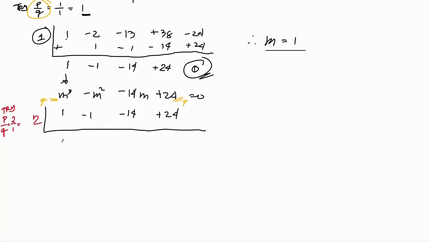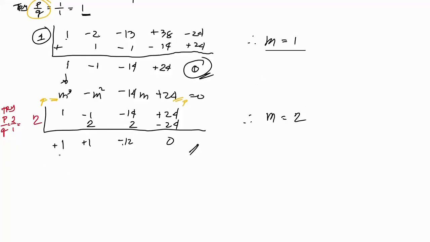Okay, so bring down 1, then 1 times 2, we have positive 2, and then negative 2 plus 2, we have positive 1. Then positive 1 times 2, so we have 2, and then we have negative 12. So negative 12 times 2, we have negative 24. And adding these 2, we have 0. So therefore, we say that another root is 2.